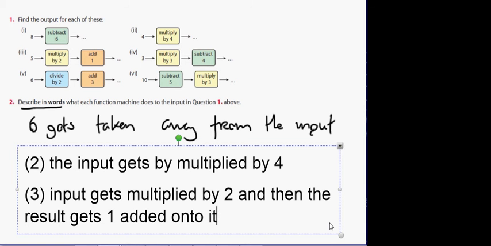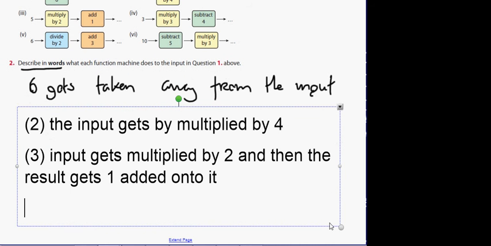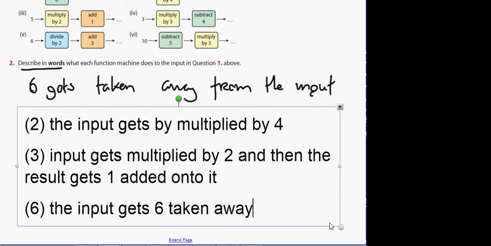Does anybody else need me to do any more of these? What about 4 parts? We'll do part 6 last, okay? Part 6. Lads, who can tell me what number 6 is? What happens to the input? Gets 6 taken away from it. Sorry, gets 5 taken away from it.